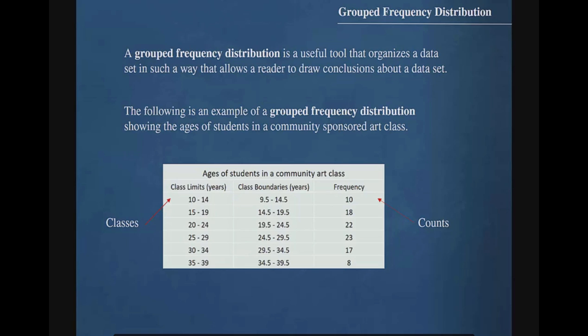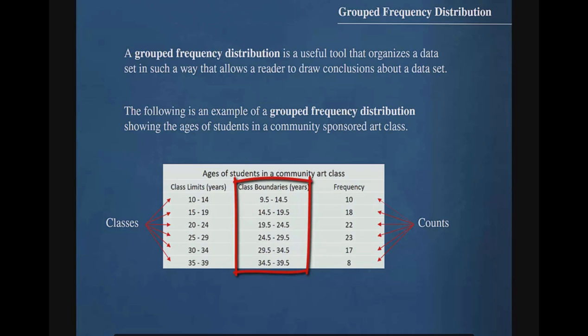So the first entry in the frequency column tells us that there are 10 art students between the ages of 10 and 14. The second entry tells us that there are 18 students between the ages of 15 and 19. There are 22 students between the ages of 20 and 24. There are 23 students between the ages of 25 and 29. There are 17 students between the ages of 30 and 34. And there are 8 students between the ages of 35 and 39.